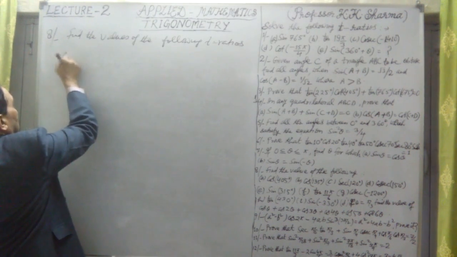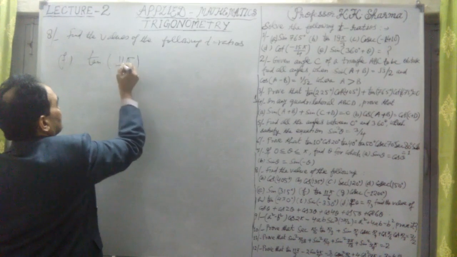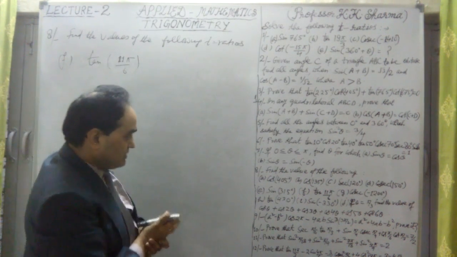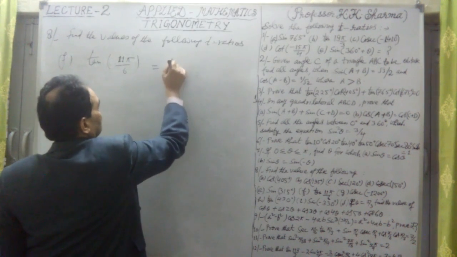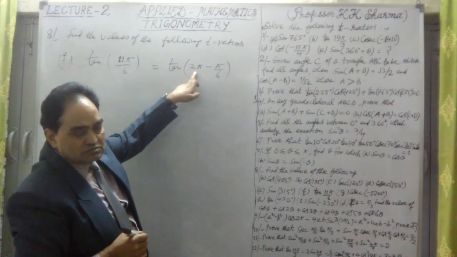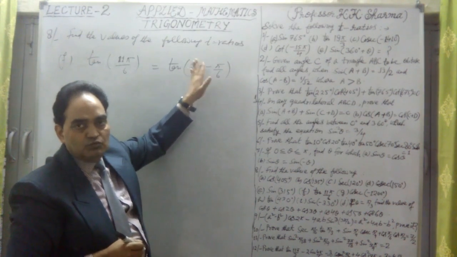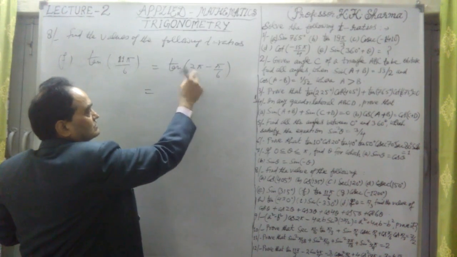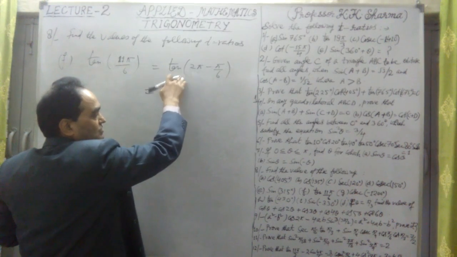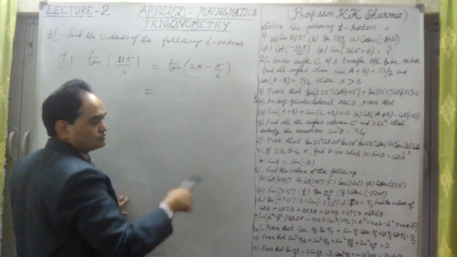What is the F part? The F part is tan of 11 pi by 6. We can write it as tangent of 2 pi minus pi by 6. How? 2 pi is 12 pi by 6, and 12 pi minus pi is 11 pi by 6, so 11 pi by 6 can be written like this, as 2 pi minus theta. Now this is again in the fourth quadrant. 2 pi is 360 degree, and 360 minus theta is the fourth quadrant. In the fourth quadrant, tan, cot, sine and cosec are negative; only cos and sec are positive.